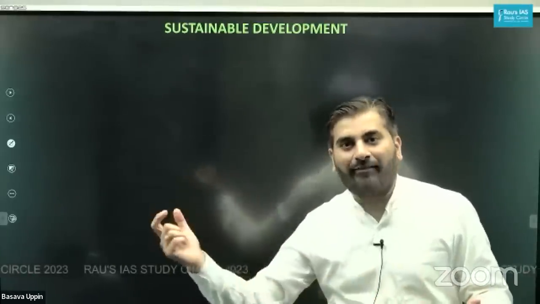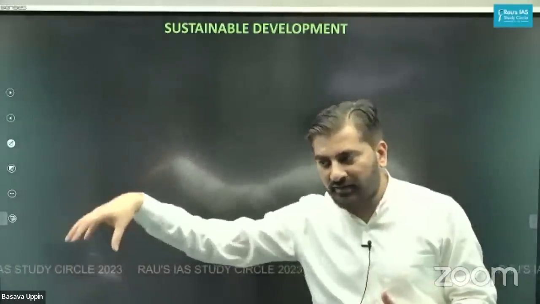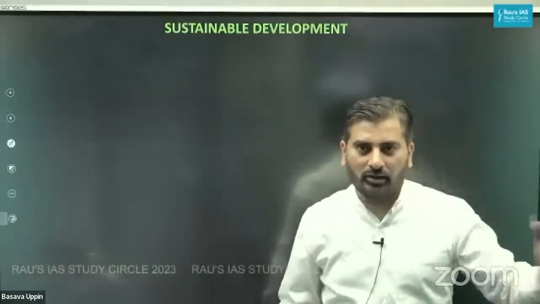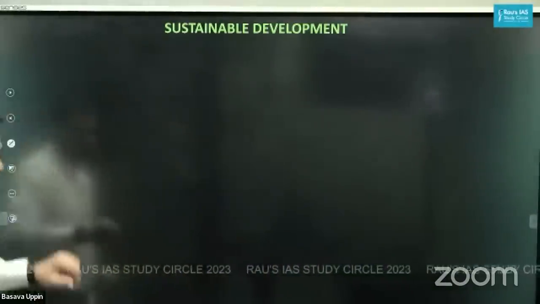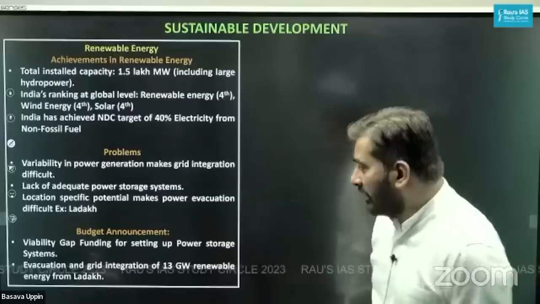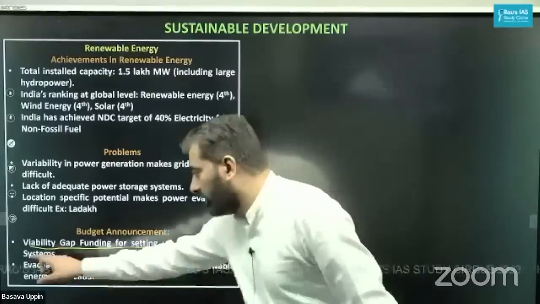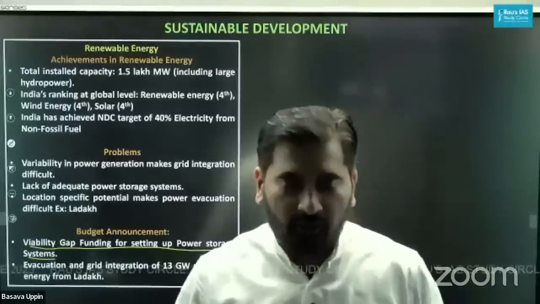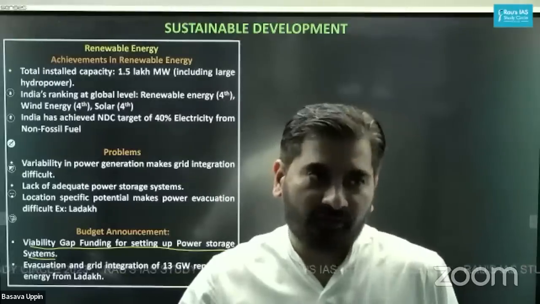So what we need is evacuation infrastructure. Evacuation infrastructure means when the power is produced where it is generated, the power has to be evacuated and sent to the consumption centers. So in order to address these two problems, the finance minister has said in this year's budget that the government would provide viability gap funding for setting up of power storage systems. Viability gap funding means we'll provide funding support. We'll provide funding to the private sector to set up the power storage systems.